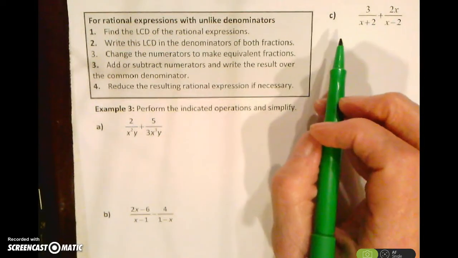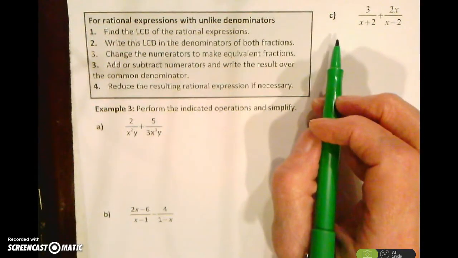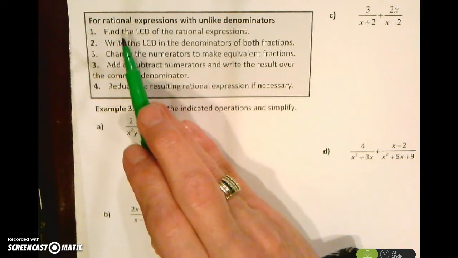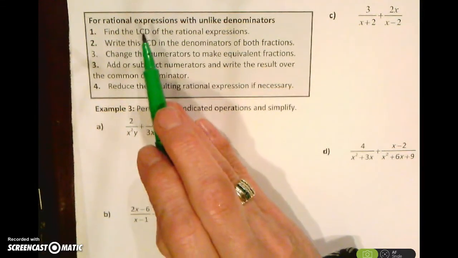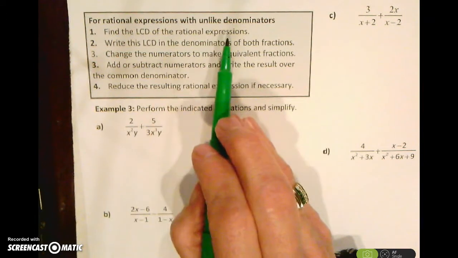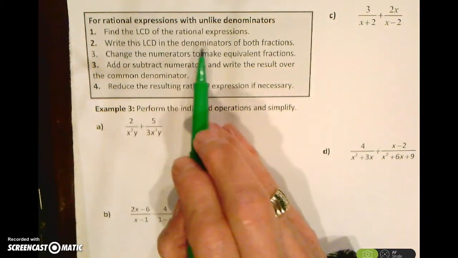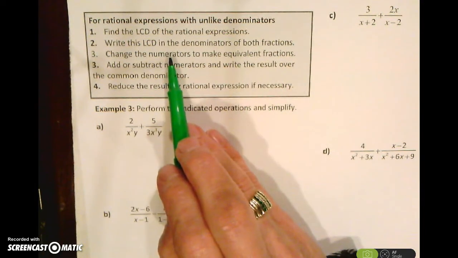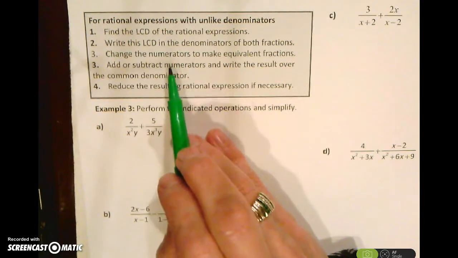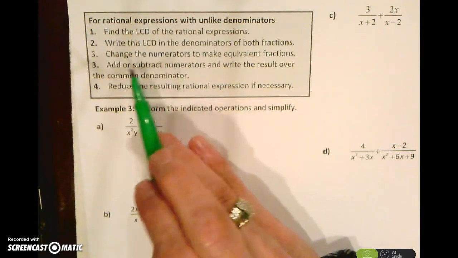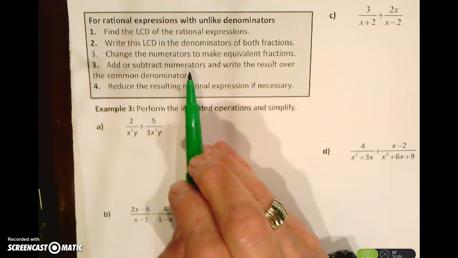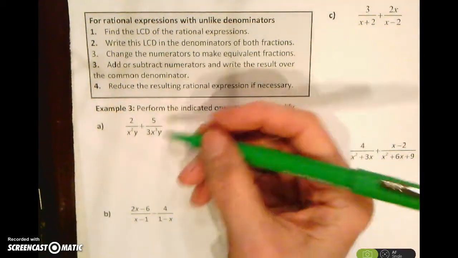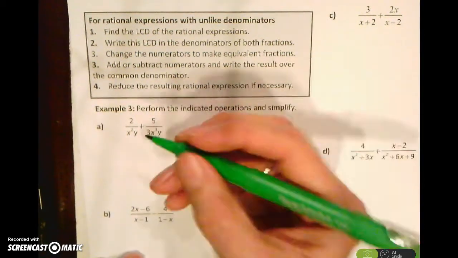All right, so now we're ready to add and subtract some rational expressions that don't have the same denominator. So the first thing we're going to have to do is to find the LCD of the expressions, and then write the LCD in the denominators of both of them. Change the numerators to reflect the change in the denominator. Then we're going to add or subtract, and then write the result, and then reduce if necessary. So let's start with example A.